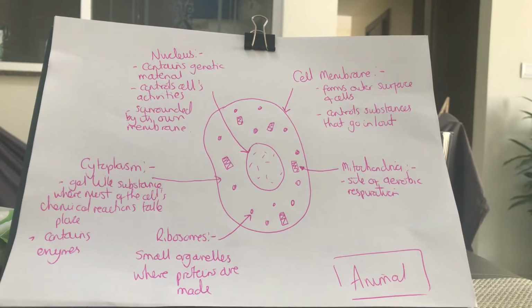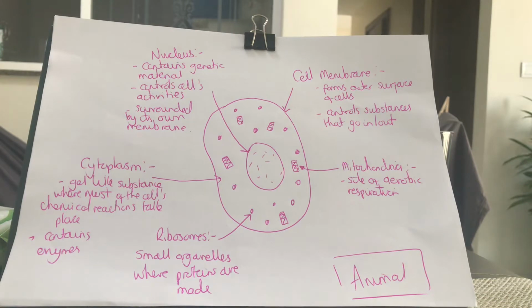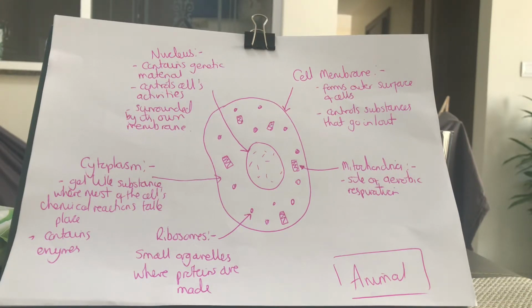The main structures that you need to be able to recognise, label and describe the function of are the cell membrane, the ribosomes, the cytoplasm, the nucleus and the mitochondria. Okay, so I've copied the picture that's in the revision guide. This is a fairly standard representation of how we might draw an animal cell.